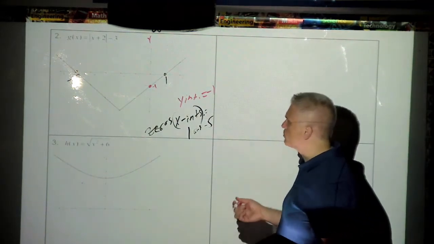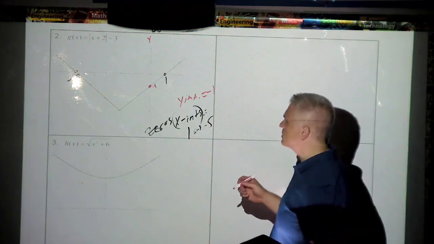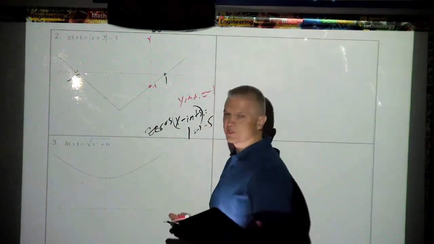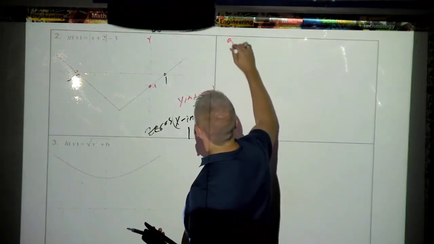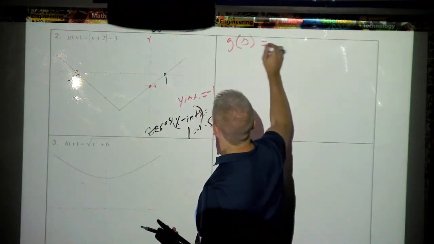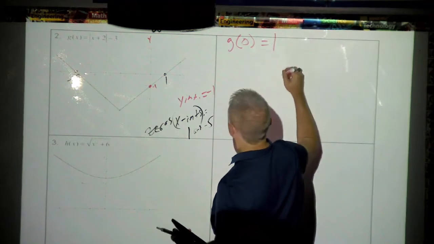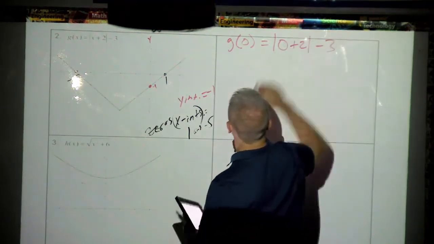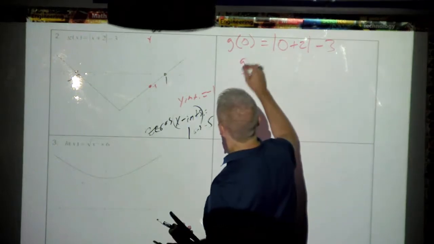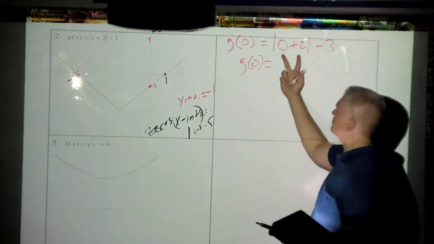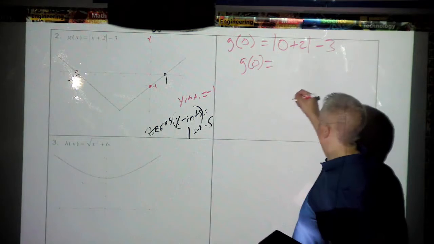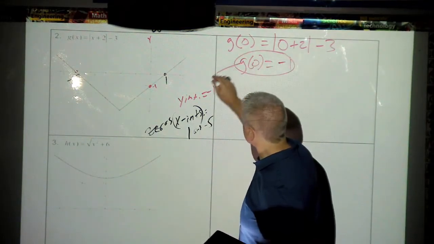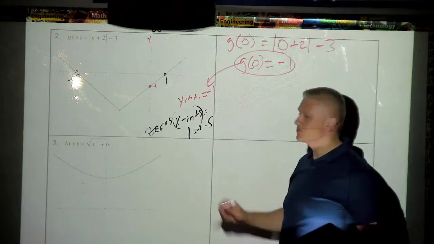Now let's take the algebra. We're going to go back to Algebra 2 a little bit and do some absolute value work. I want the y-intercept first because it's easy. So g of x, but we're going to substitute 0 for x, equals the absolute value of 0 plus 2, minus 3. That tells me that g of 0: the absolute value of 0 plus 2 is 2, and 2 minus 3 is negative 1. That tells me my y-intercept is negative 1, just like what we thought.